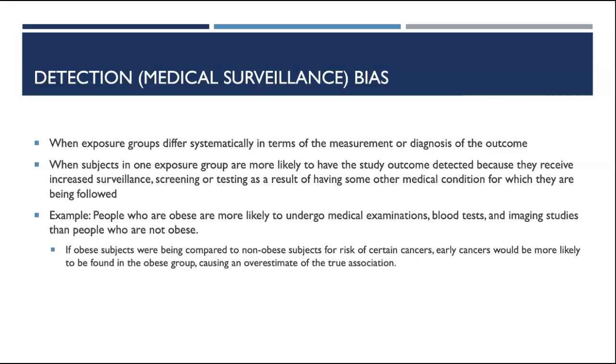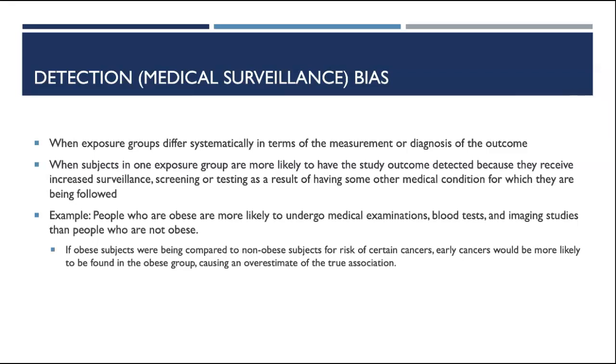So I've got an example here. People who are obese are more likely to undergo medical examinations, blood tests, and imaging studies than people who are not obese. And this can introduce detection or medical surveillance bias. If obese subjects were being compared to non-obese subjects for the risk of certain cancers, early cancers would be more likely to be found in the obese group, causing an overestimate of the true association.